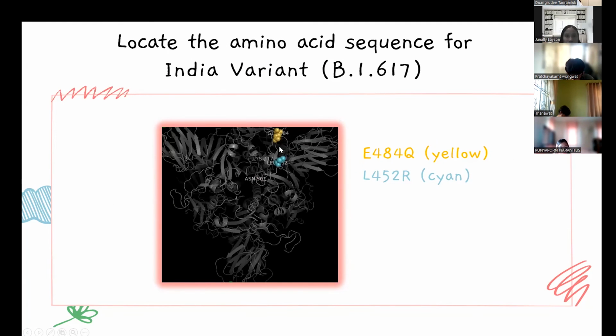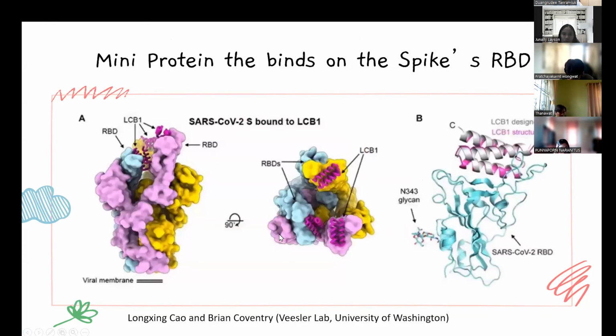So this one will be taught in the molecular visualization class. Basically you open the file in PDB format, and then you sift through the sequence lines and find the residue number E484, and then you highlight it in colors. The reason why this is important is like this one, the Baker lab, by Longxing Cao and Brian Coventry. They designed a mini protein that binds to the receptor binding domain here, and then it prevents the virus from entering the cells.